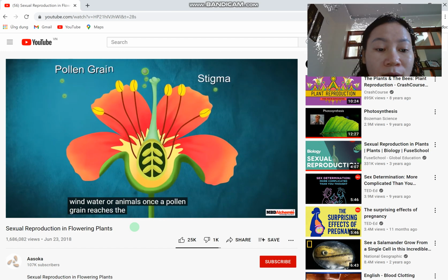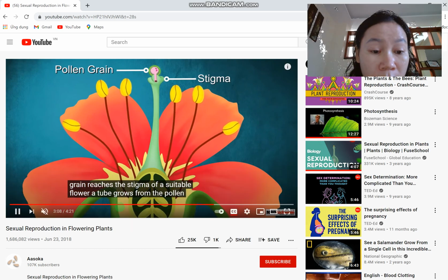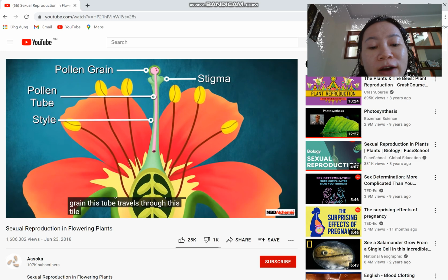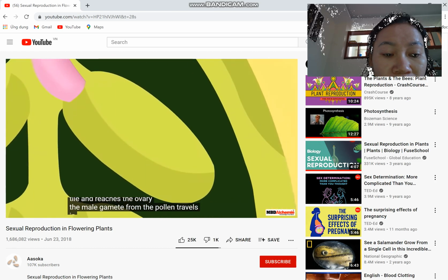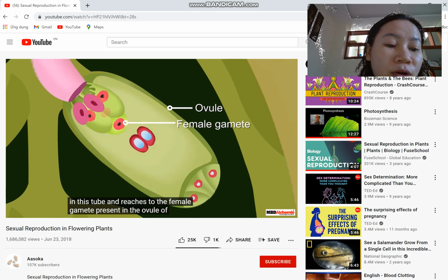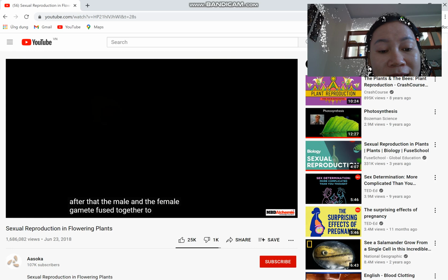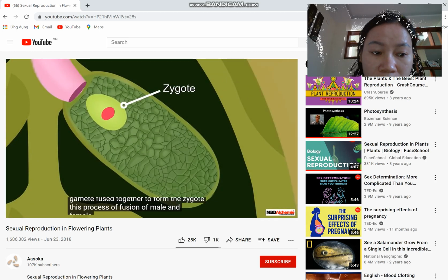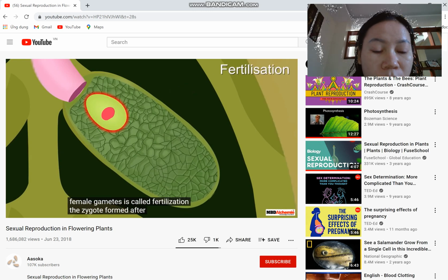Once a pollen grain reaches the stigma of a suitable flower, a tube grows from the pollen grain. This tube travels through the style and reaches the ovary. The male gamete from the pollen travels in the tube and reaches the female gamete present in the ovule of the ovary. After that, the male and the female gamete fuse together to form the zygote. This process of fusion of the male and the female gamete is called fertilization.